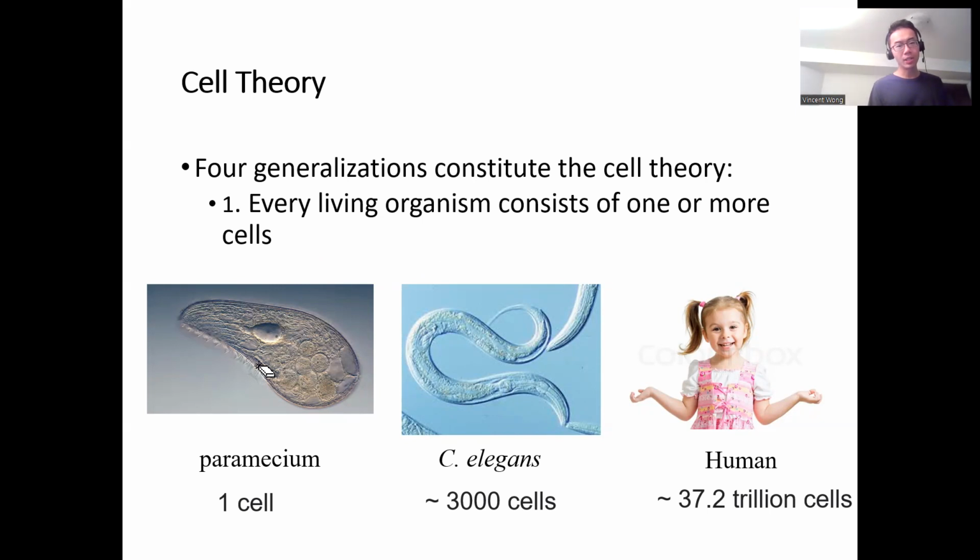They have little hairs here that help them swim around. Okay, they have a little central area to keep the DNA, right? So that's just 1 cell. Some organisms are bigger, right? This is still invisible to the naked eye, but it has 3,000 cells. This is C. elegans. It's a kind of microscopic worm that scientists use to do experiments on.